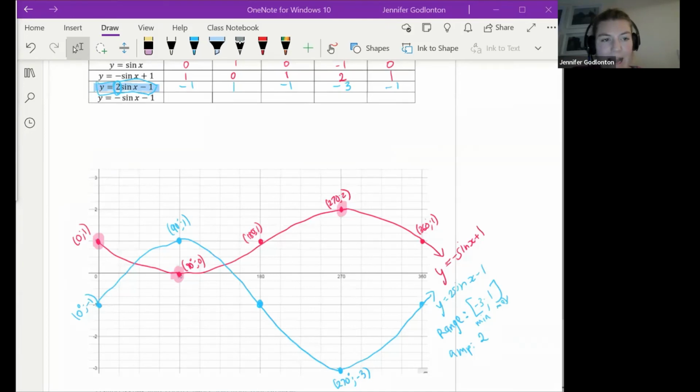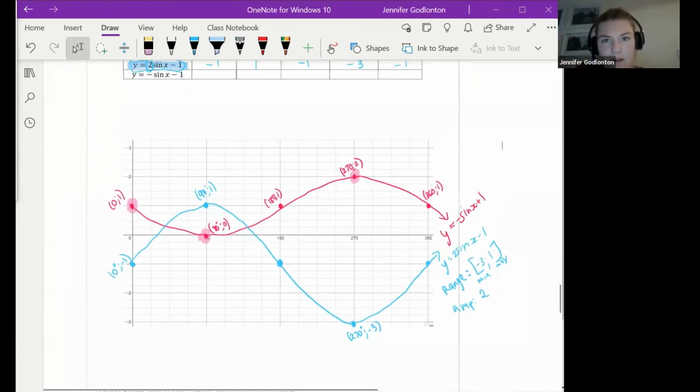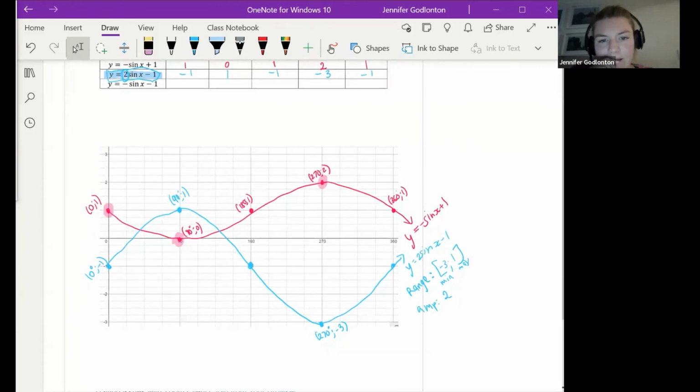Hello, ma'am. Ma'am, I wanted to ask, I'm so sorry to ask this, but how do you figure out the amplitude? I feel like I forgot it.